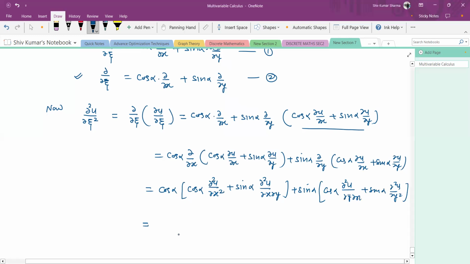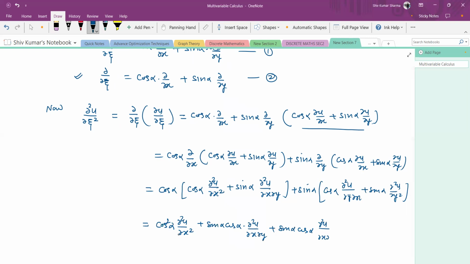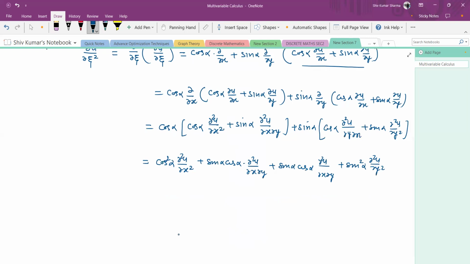So we write this as cos²α ∂²u/∂x² plus sin α cos α ∂²u/∂x∂y, plus sin α cos α ∂²u/∂y∂x, where ∂²u/∂x∂y is equal to ∂²u/∂y∂x, plus sin²α ∂²u/∂y². So we add these two terms.